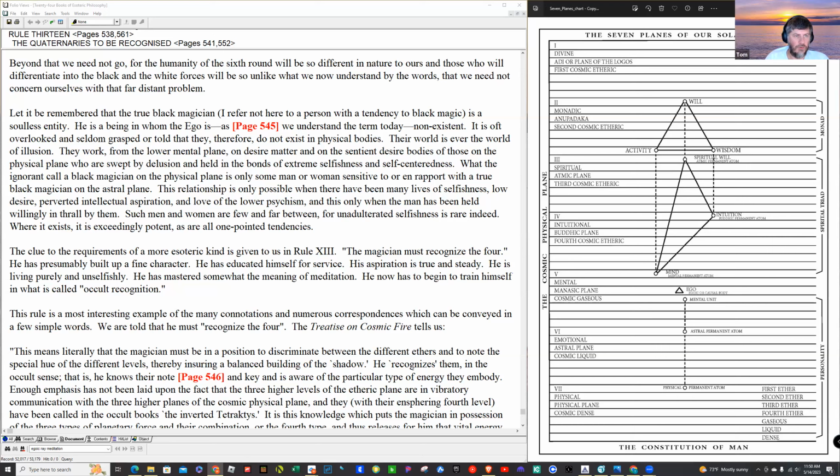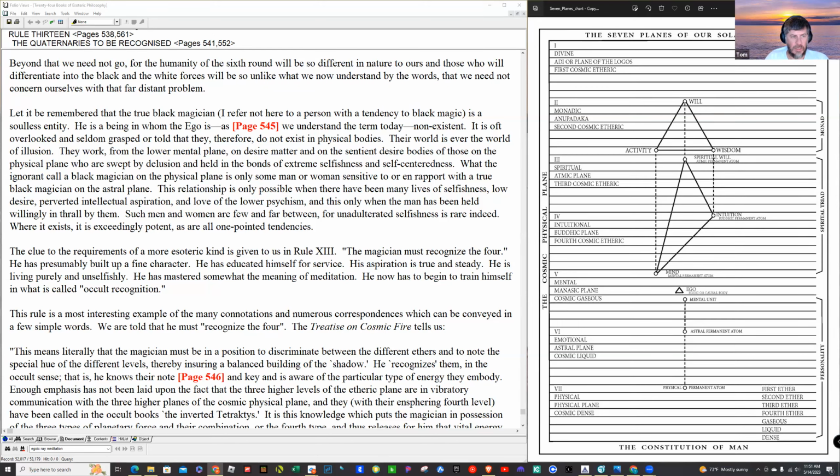Let it be remembered that the true black magician, I refer not here to a person with a tendency to black magic, is a soulless entity. He is a being in whom the ego is, as we understand the term today, non-existent. It is oft overlooked and seldom grasped or told that they, therefore, do not exist in physical bodies. Their world is ever the world of illusion. They work from the lower mental plane on desire matter, and on the sentient desire bodies of those on the physical plane who are swept by delusion and held in the bonds of extreme selfishness and self-centeredness.